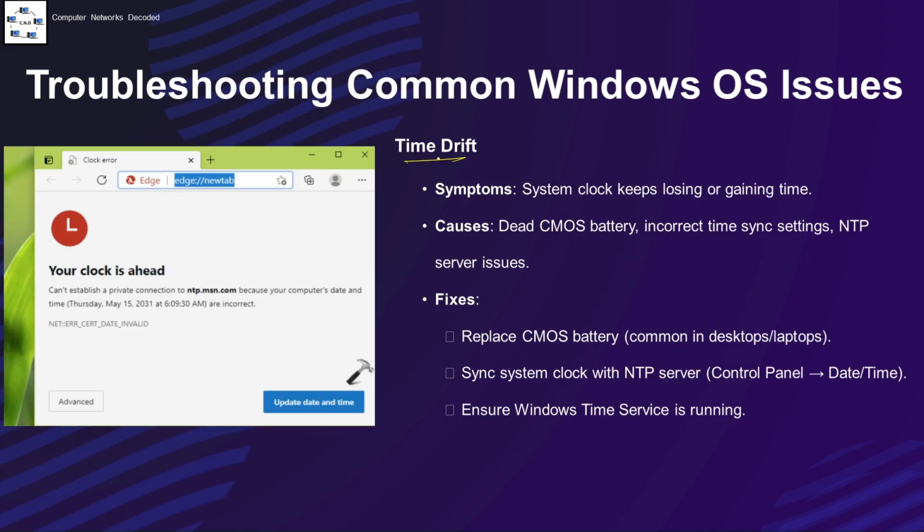The next issue is time drift, and the symptom is that the system clock keeps losing or gaining time. Causes may include a dead CMOS battery, which powers the time inside your system, incorrect time sync settings, and an NTP server issue.